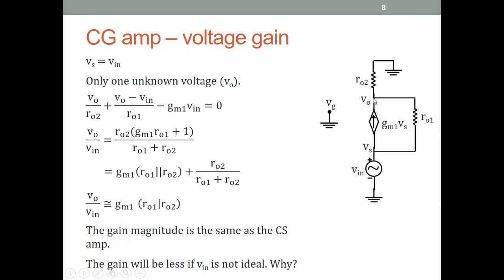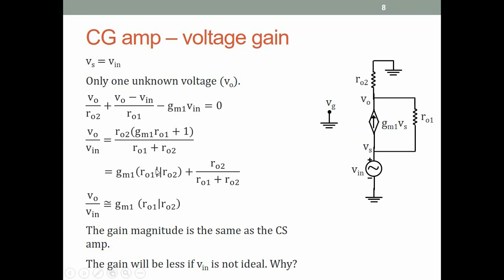So we write a KCL at the output node. So it is VO over RO2 plus VO minus Vs over RO1 minus GM1 Vs equal to 0, and Vs is equal to Vin. So we get minus GM1 Vin equal to 0. So we solve this for VO and we get VO over Vin equal to RO2 into GM1 RO1 plus 1 divided by RO1 plus RO2. That's easily solvable from here.